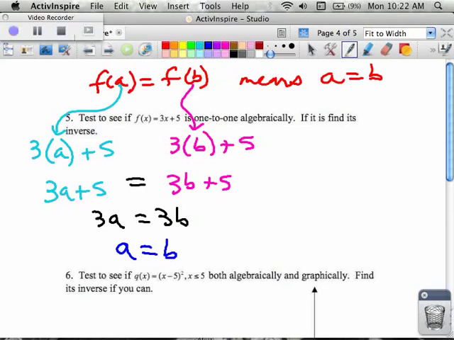Notice how they both turn out to be the same thing. A is the same as B. Unlike the previous example with the y equals x squared, where you saw that that wasn't true. -2 and +2 are not the same.